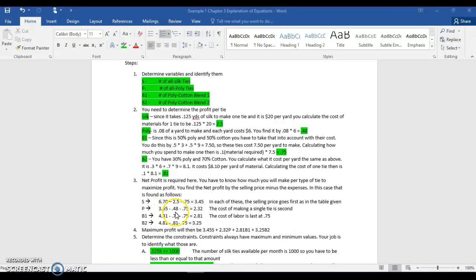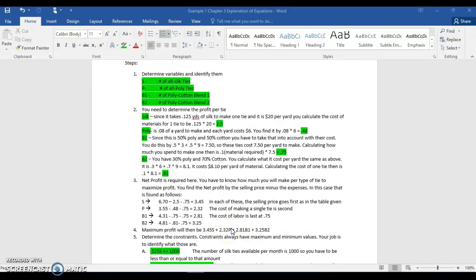This is the price you're selling it for. This is the cost for materials. This is the cost of labor. And this is the total cost for each type of tie. So your maximum profit would be these prices times each type. So $3.45 times the number of silk ties you make, plus $2.32 times the number of polyester ties, and so forth. Okay, this is your maximum profit equation.